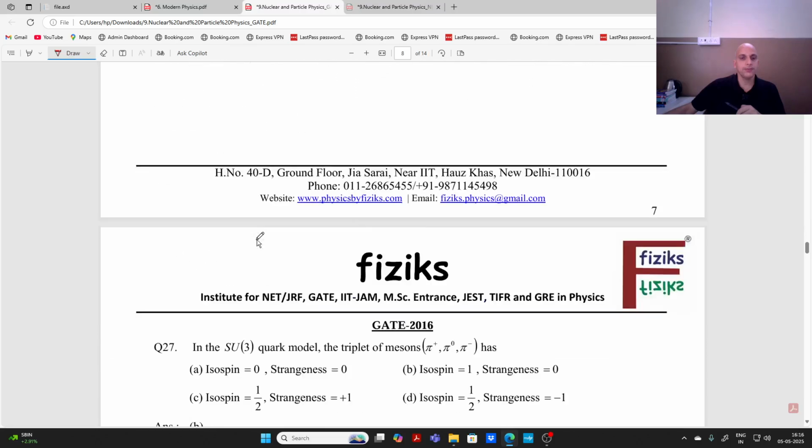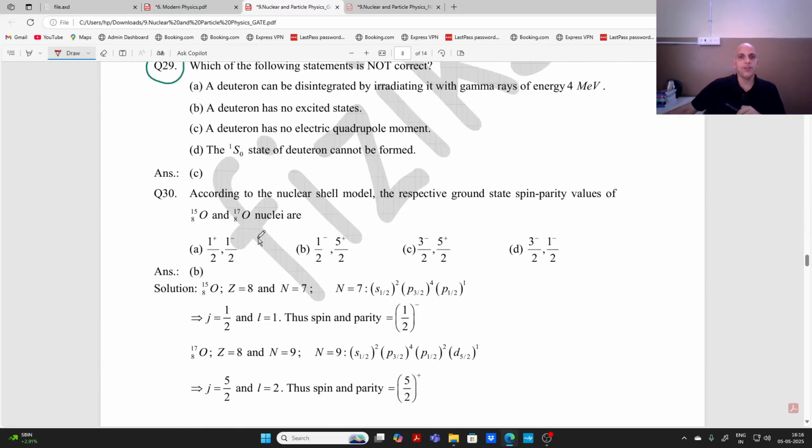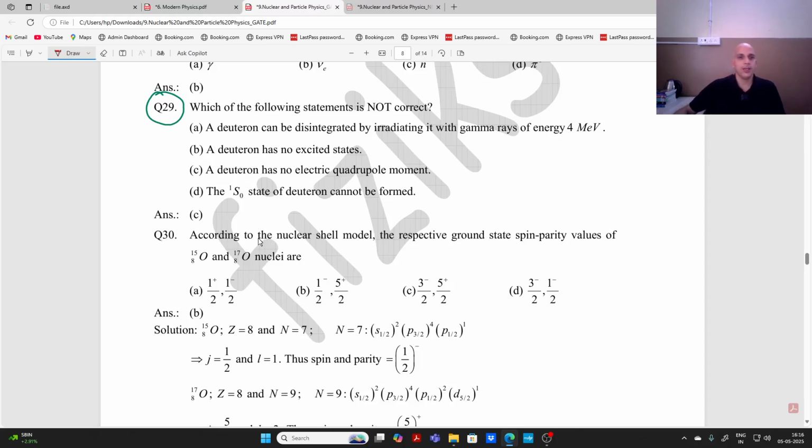Going to the next question. Which of the following statement is not correct? A deuteron can be disintegrated by irradiating it with gamma ray of energy 4 mega electron volt, right? A deuteron has no excited state. It is true, right? We know very well. A deuteron has no electric quadrupole moment. It is wrong, right?